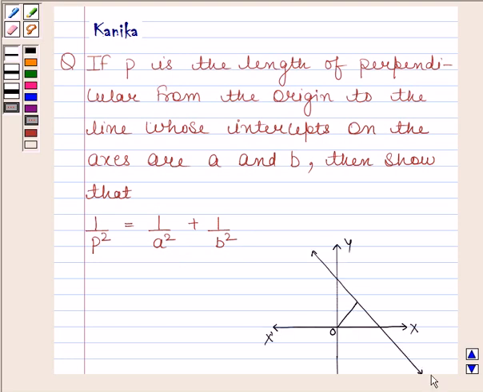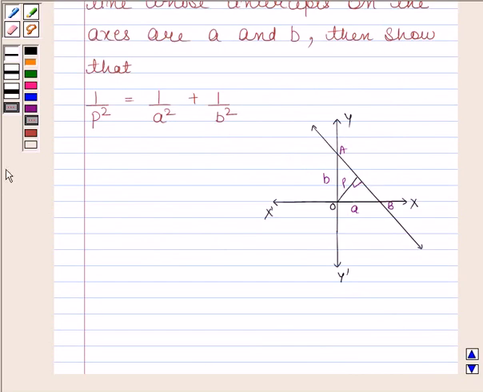Now suppose this is the line AB whose intercept on the x-axis is A and intercept on the y-axis is B. This is the perpendicular from origin to this line AB and P is the length of this perpendicular. Let's now begin with the solution.